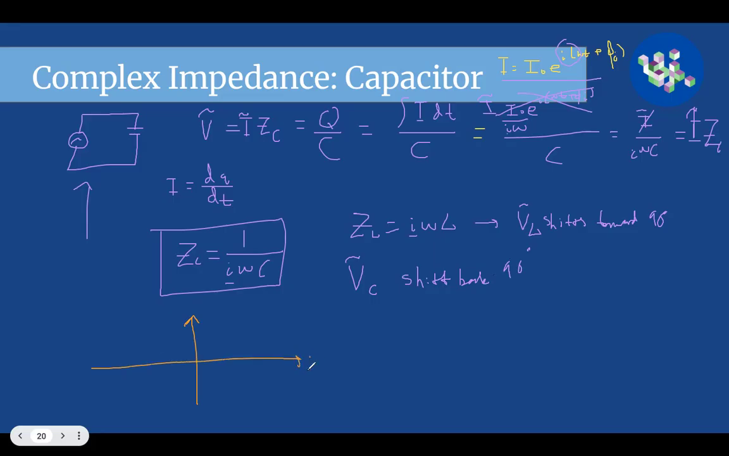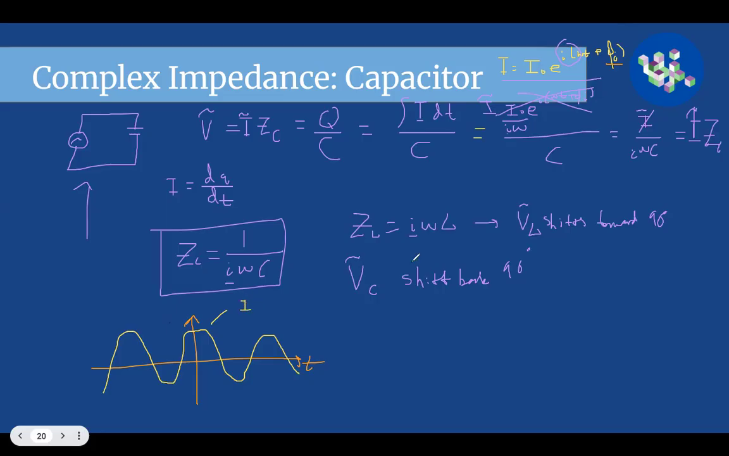This will be my t-axis. And first, let's say phi I is equal to 0 again. So this will be my phi I. My phi will look something like this, your standard cosine function. And then this will be my I.